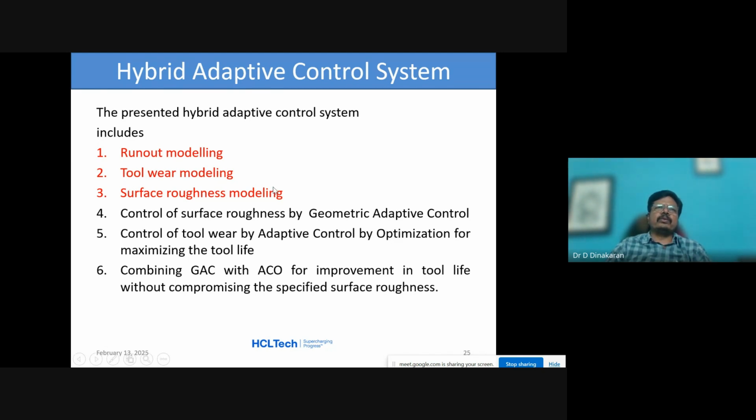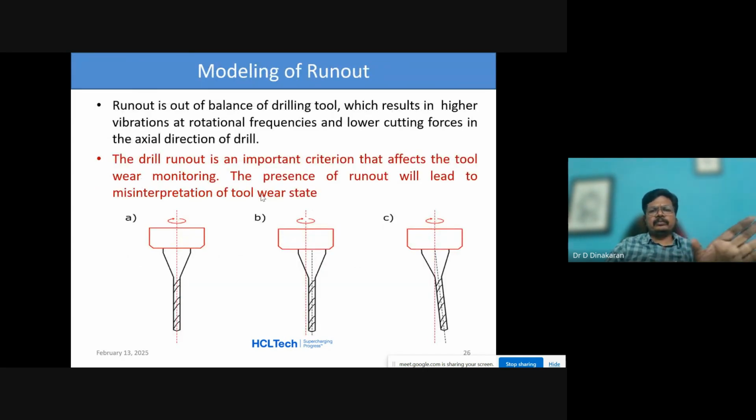Similarly for tool life, different states of tools are taken, against which the different force and vibration signals are acquired, the frequency features of those are derived, and conventionally the tool life is measured. Those things are correlated. Similarly, for different surface roughness, the values of force and vibration and the corresponding conventional measurement are tabulated. As I mentioned, this is what we call runout.